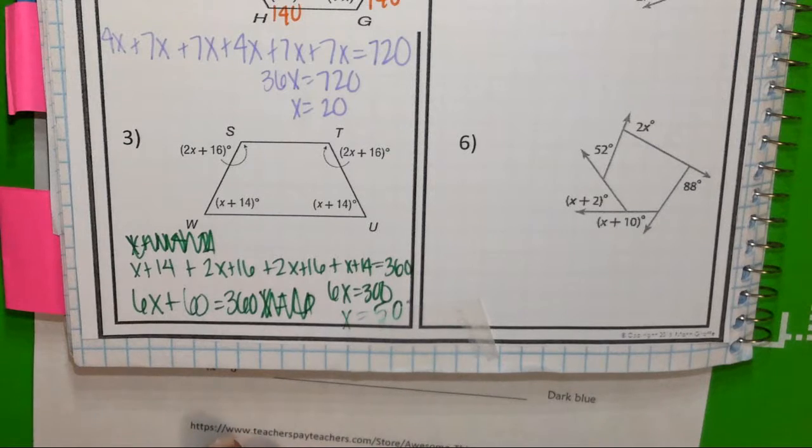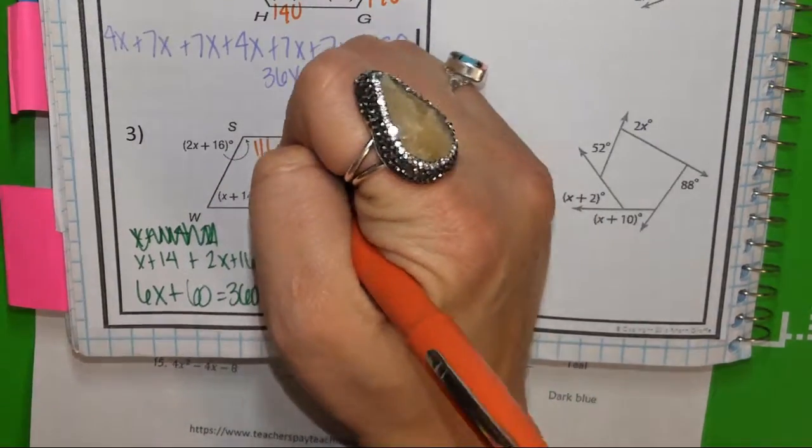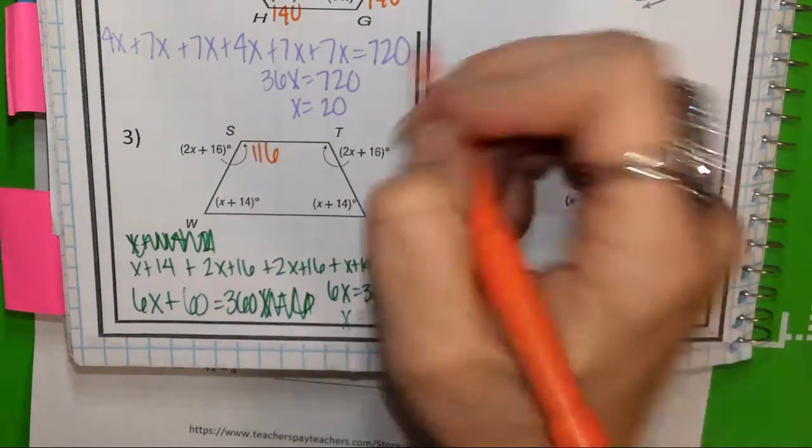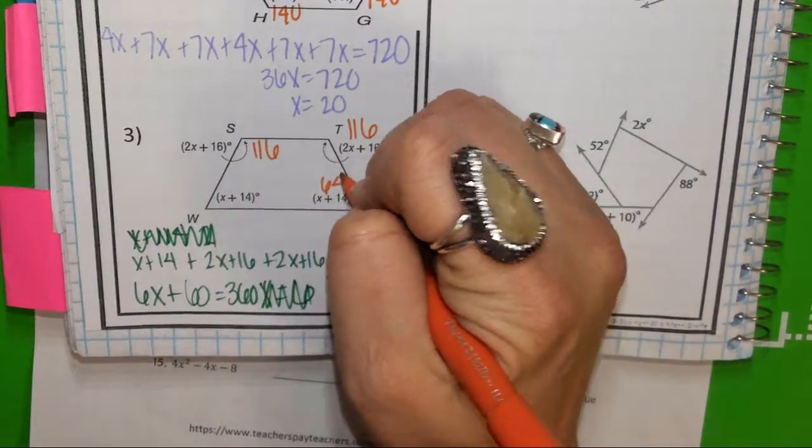What do we do with that 50 now that we have it? Plug it in. So what is S going to equal? 116. So if S is 116, what's T? 116. All right, what's U? And what's W?